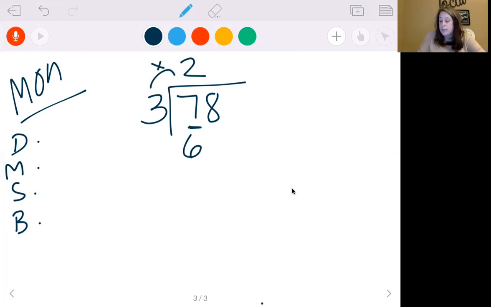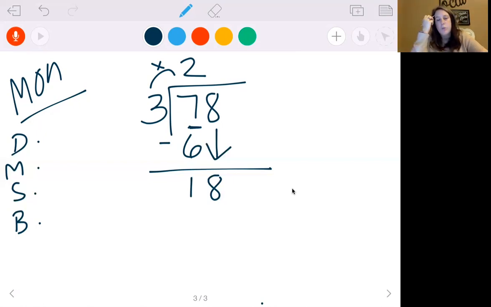Now our new step is bring down that 8. Draw your arrow every single time. You need to draw your arrow. Then we do the same thing, but this is what's new. We're going to see how many times 3 goes into 18. So you're going to think in your head, 3 times what gives me something close or equal to 18? 3 goes into 18 6 times.